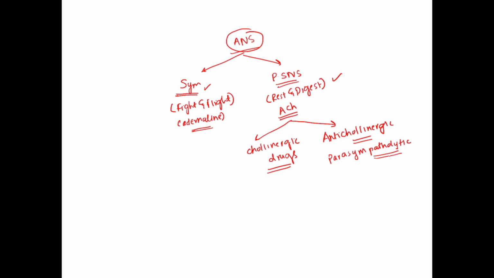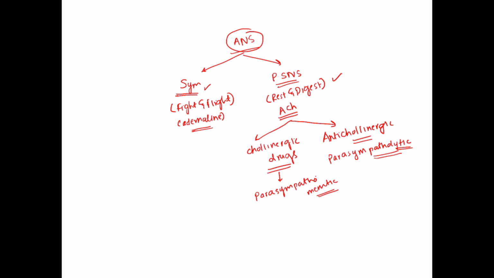We call this parasympatholytic. Lytic means against, inhibition, breaking down. So blocking the parasympathetic nervous system is the function of these anticholinergic drugs. And same thing if we talk about the cholinergic drugs, these are called parasympathomimetic.